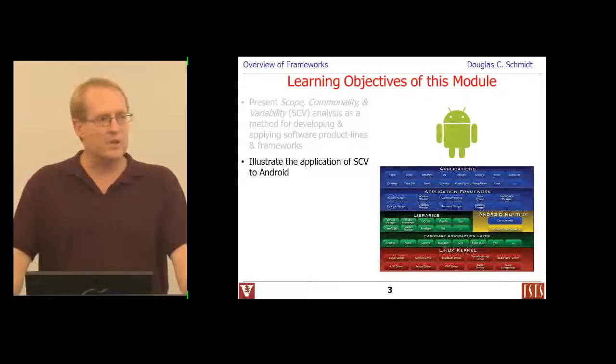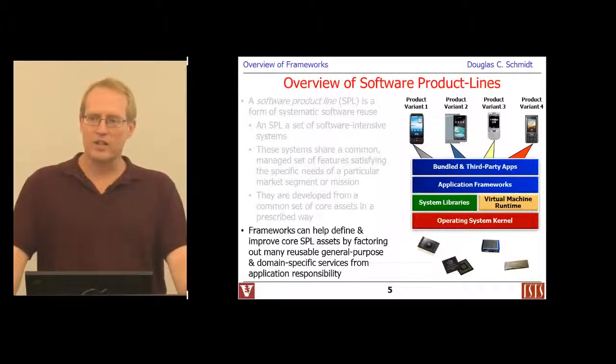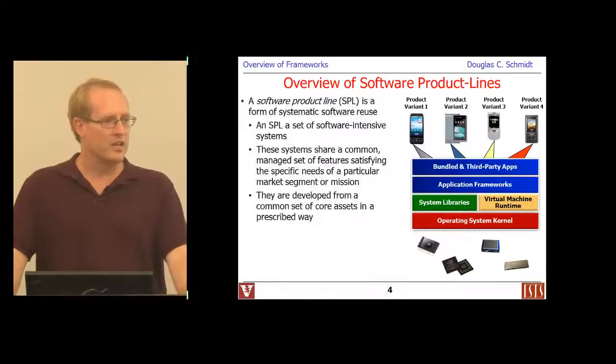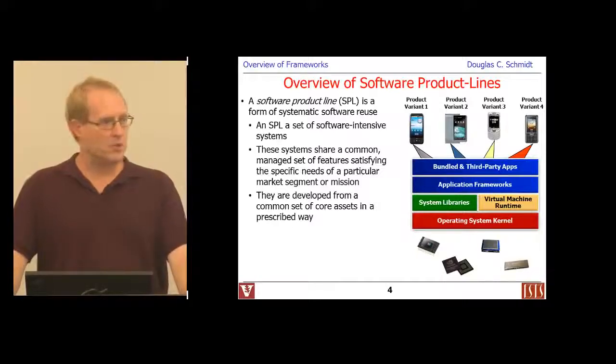So before we get into scope, commonality, and variability analysis, let's talk a little bit about something called a software product line. So the previous discussions we've had here last class were about frameworks. And if you recall, a framework was an integrated set of classes that provide a reusable architecture for a family of related applications. So the idea there was systematic reuse, parts that work together, parts that provide inversion of control, domain-specific structures and behaviors, and semi-complete applications.